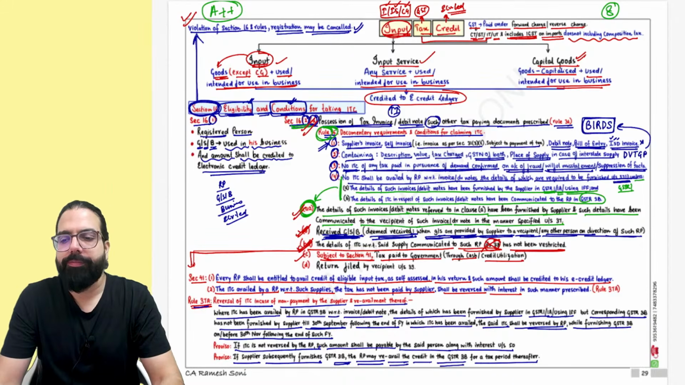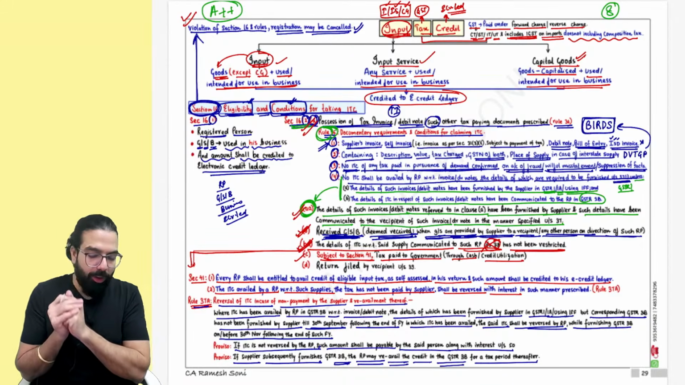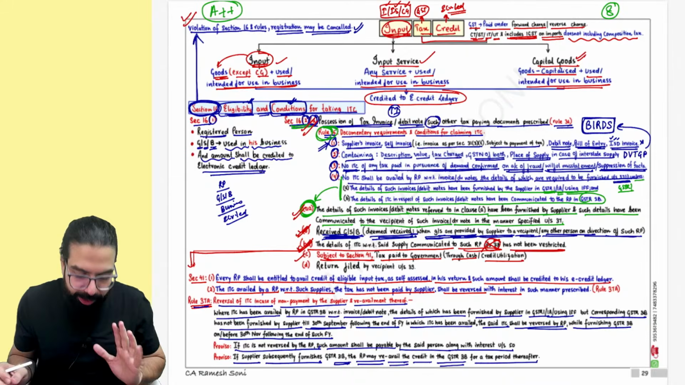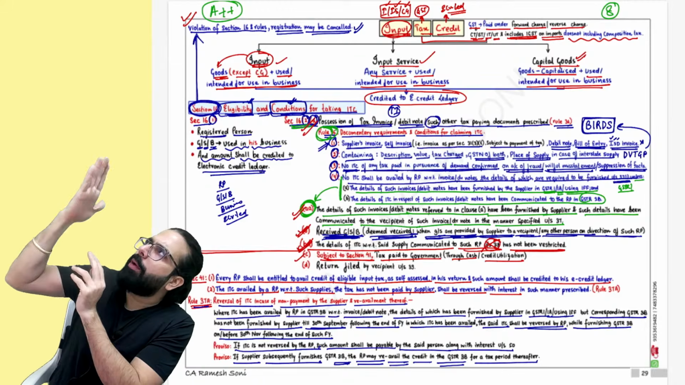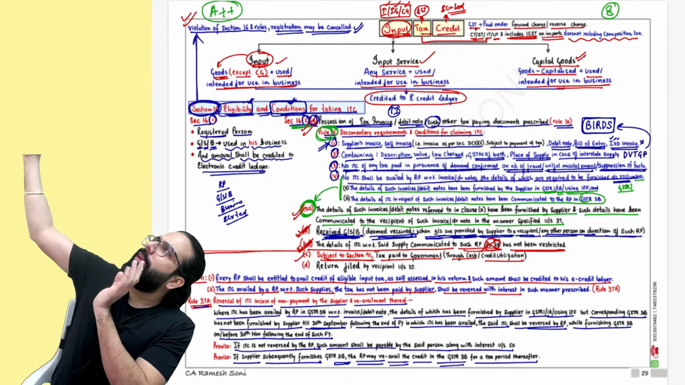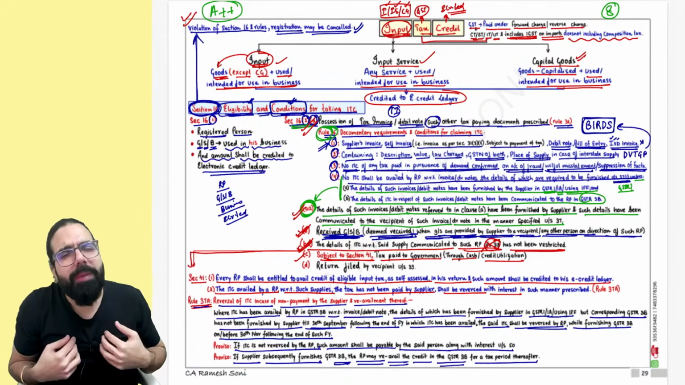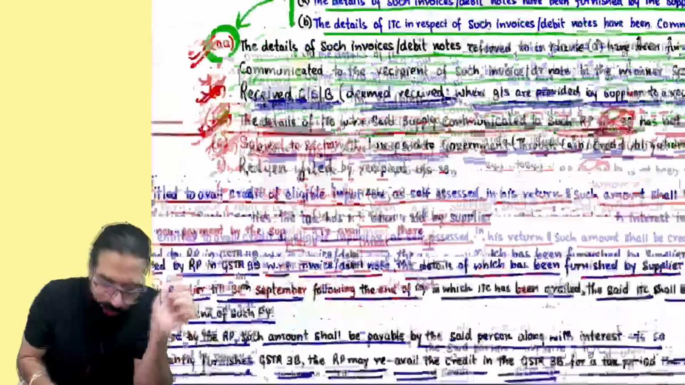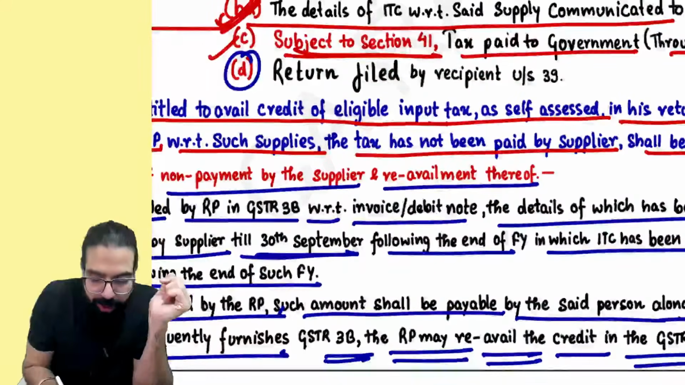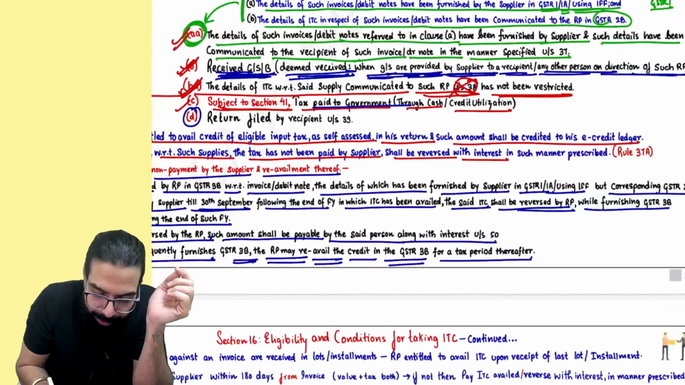Done. Everyone, listen to me very carefully. Tell me one thing, everyone. The supplier should have filed his GSTR 1. It should come in my 2B. Baba, he filed his GSTR 1, it came in my 2B. If I, as a recipient, want the credit, then what should I do? They went ahead and told you as a recipient, you want the credit? Recipient. See, tax should be paid by the supplier.